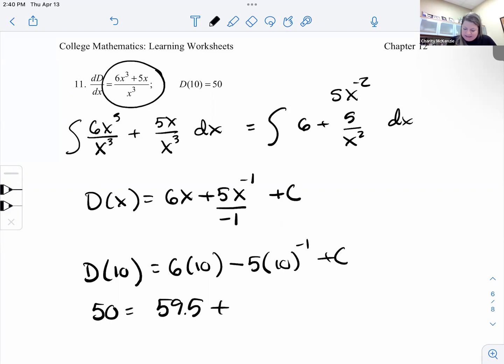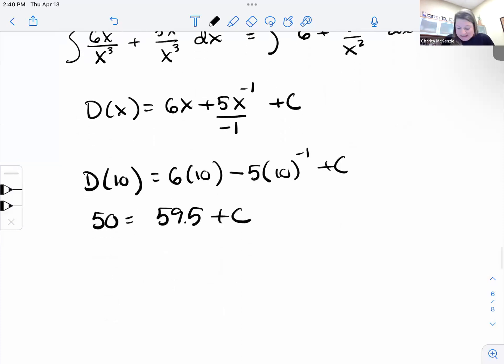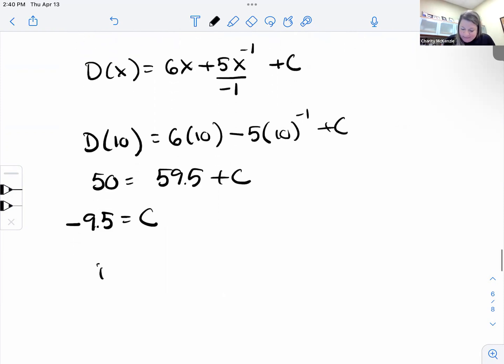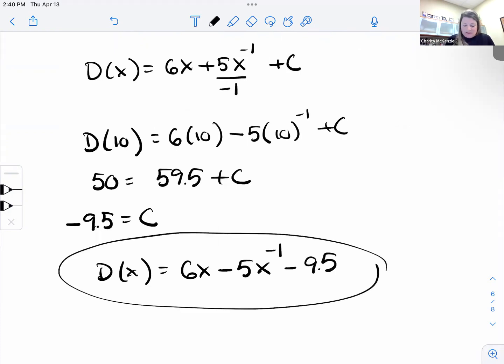59.5 plus C. So I minus that over, and I should get a negative number on my C for this one. 50 minus 59.5. I got a negative. Why did I put that in my calculator? Because sometimes you're not paying attention. So there's our C. Let's write this back. And we'd have 6x minus 5x to the -1, instead of plus C, now we have minus 9.5. That's our final answer there.